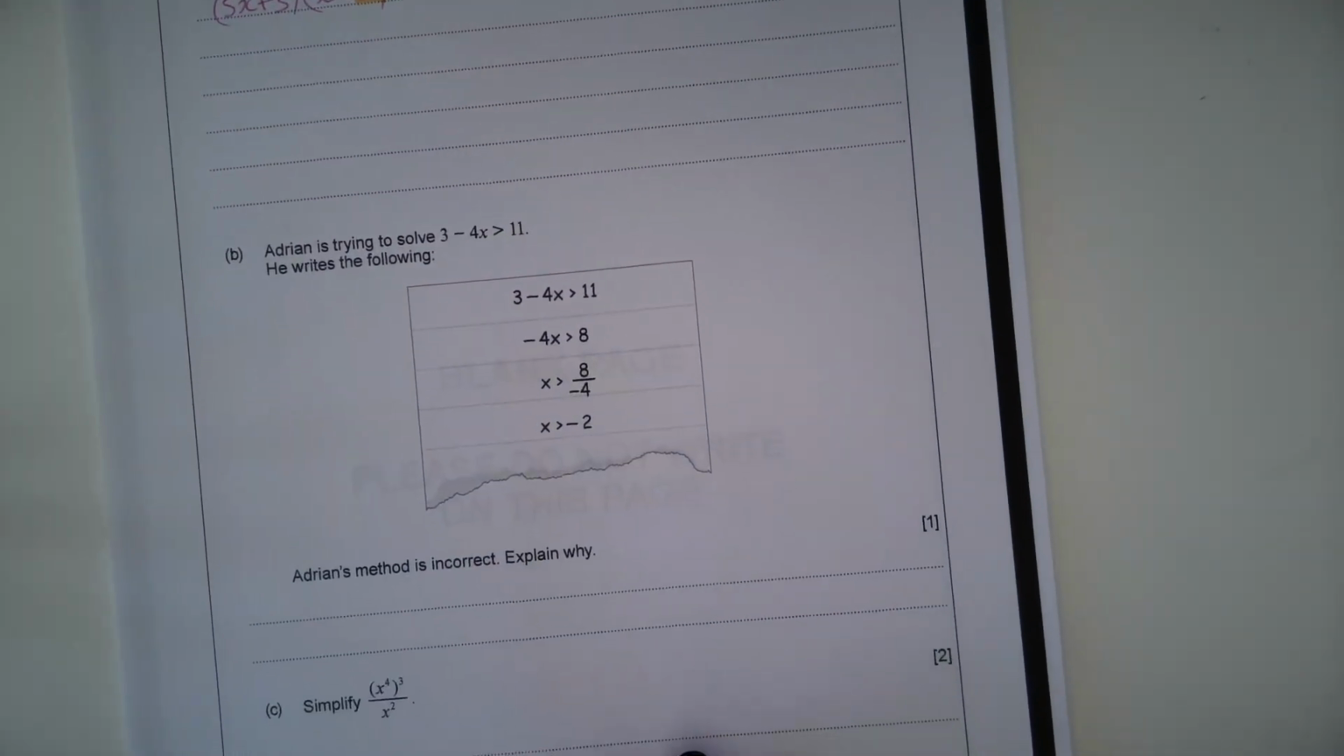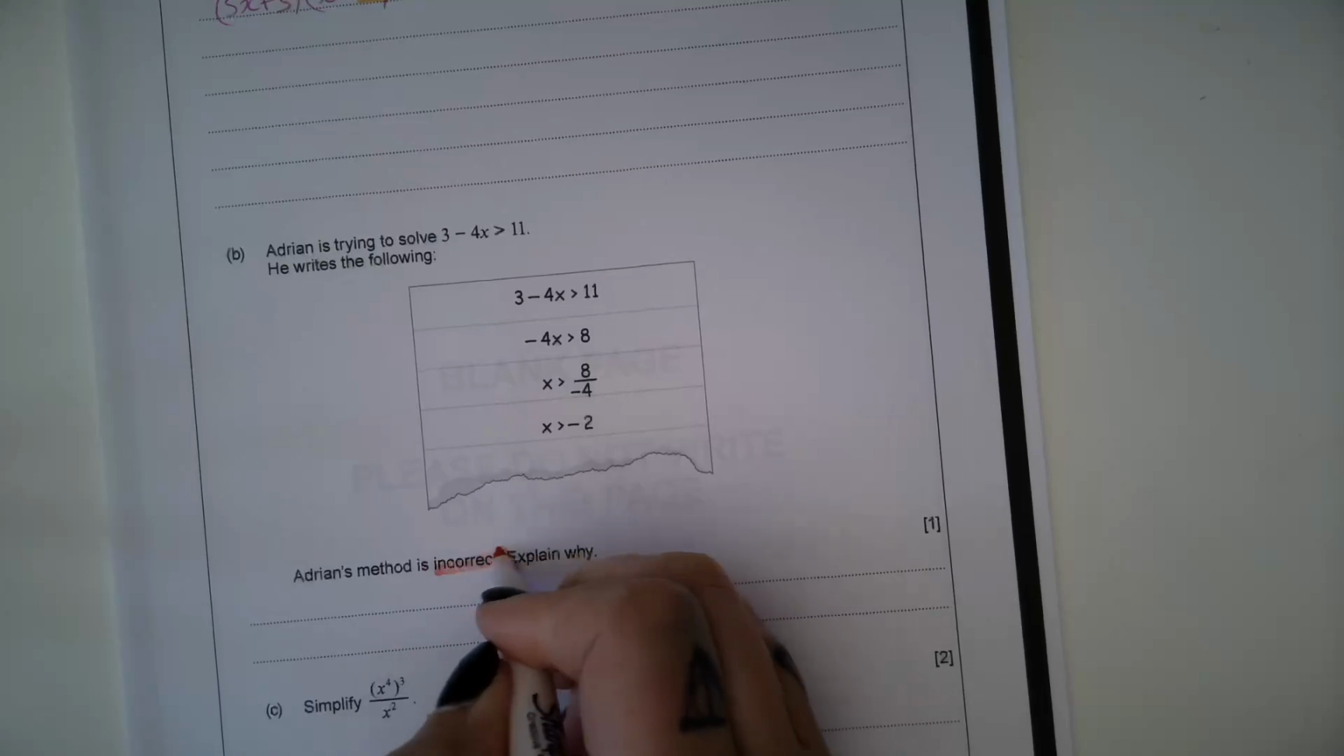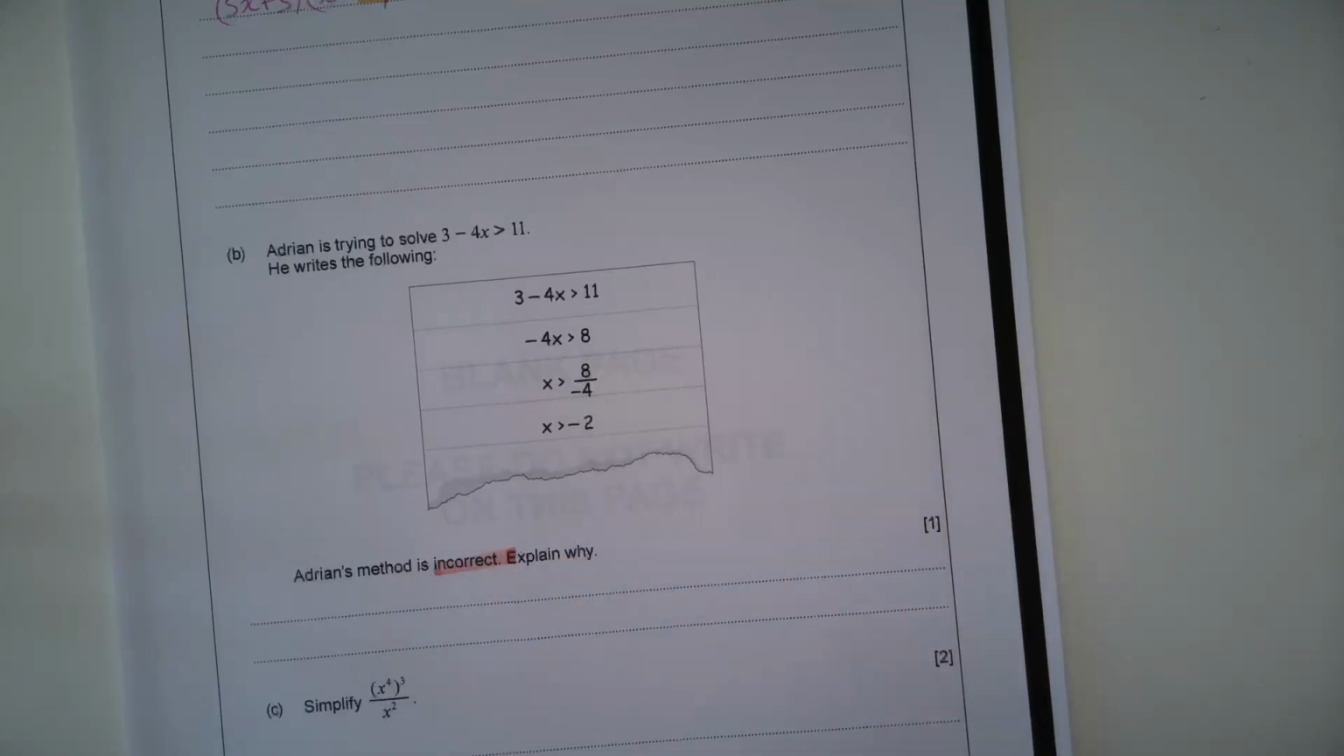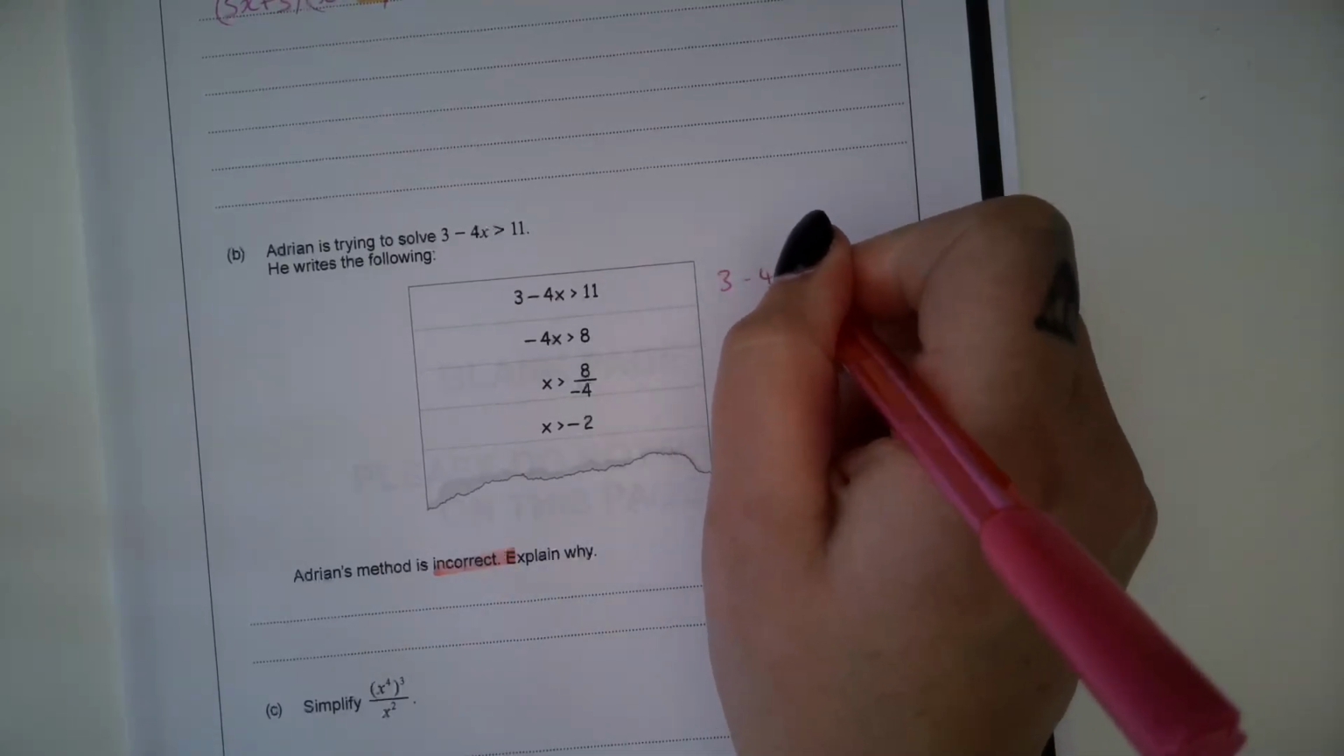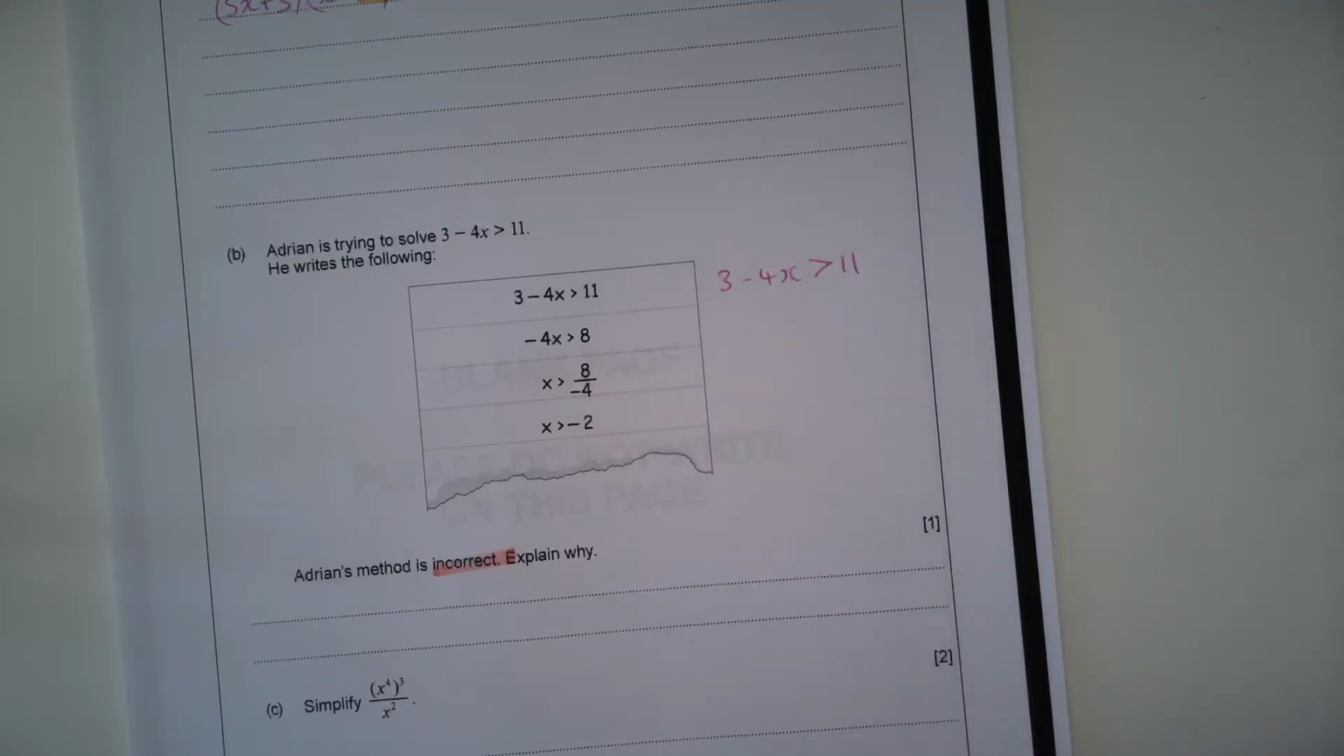Part B. Adrian is trying to solve 3 subtract 4x is greater than 11. He writes the following. Adrian's method is incorrect. Explain why. Okay, so let's have a look at what he's done, or let's do it next to it, what we would do. So the first thing I would do here is I would subtract the 3.